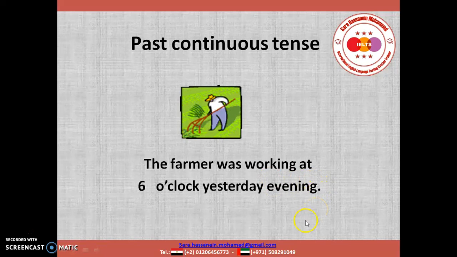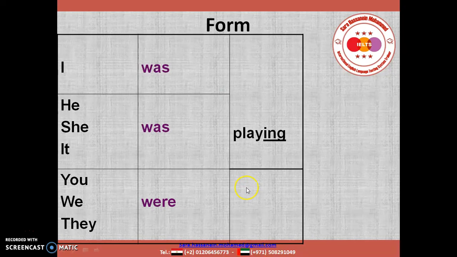Can you guess how to form the past continuous tense? Yes. In order to form it, all you need is verb to be in the past form plus verb plus ing. So if you're having I, it will be I was playing. He was playing. She was playing. It was playing. You were playing. We were playing. They were playing.